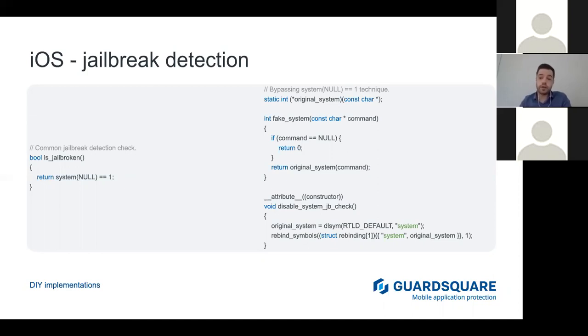On the right-hand side, you can see a snippet that we can use to bypass this jailbreak detection technique. What we're going to do is hook the system function you're calling here on the left-hand side, and return the 0 value in every case, also if the device is jailbroken. Therefore, this check will be bypassed even on jailbroken devices.